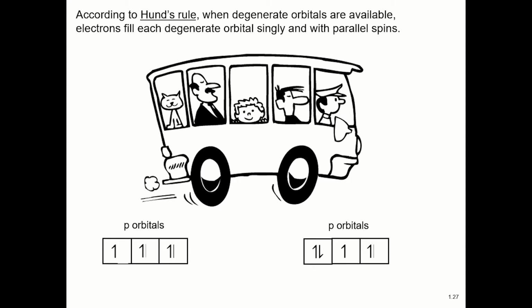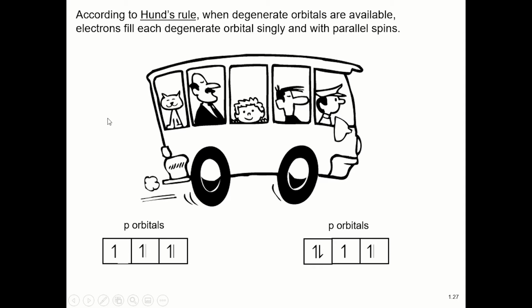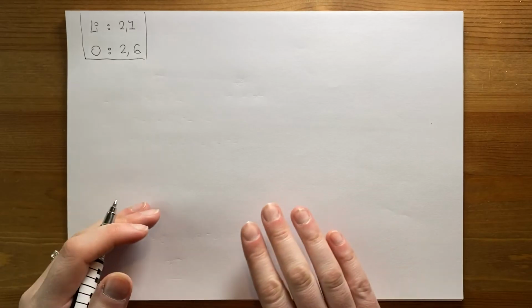The third rule, according to Hund's rule, up here: when degenerate orbitals are available, electrons fill each degenerate orbital singly and with parallel spins. Basically, you want to maximize the number of ms being plus a half or negative a half, all the same, before you go back and pair them up. So having a look here, say I've filled my p orbitals, 1, 2, and 3. I don't fill the first p orbital first.